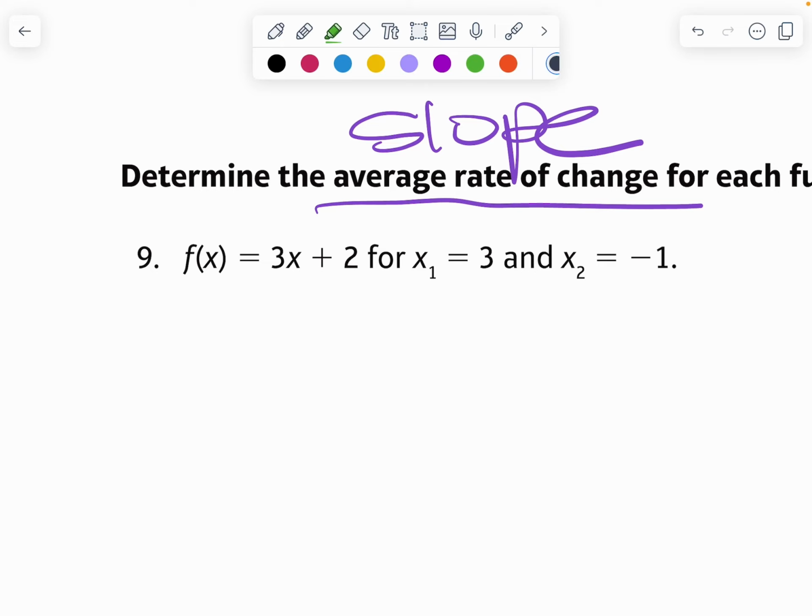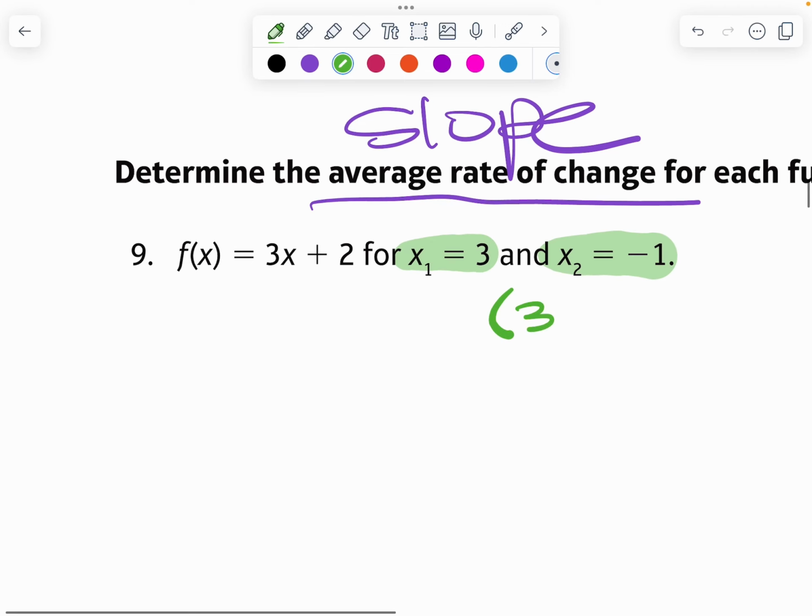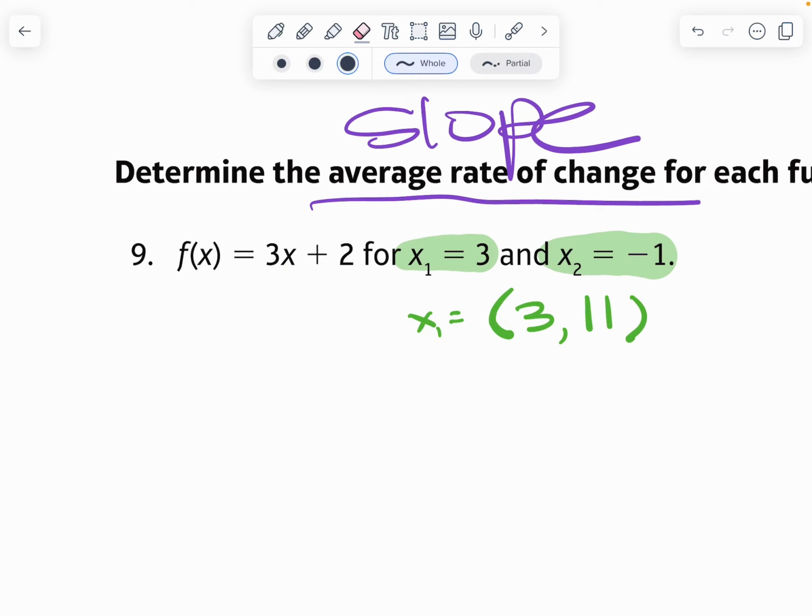They do give us this information. So what that means is when x sub 1, our first term, this is x sub 1, equals 3, what's our output? So you're going to plug in 3 right here. 3 times 3 is 9, plus 2 more. The output is 11. Now we have a point. All right, let's do x sub 2.